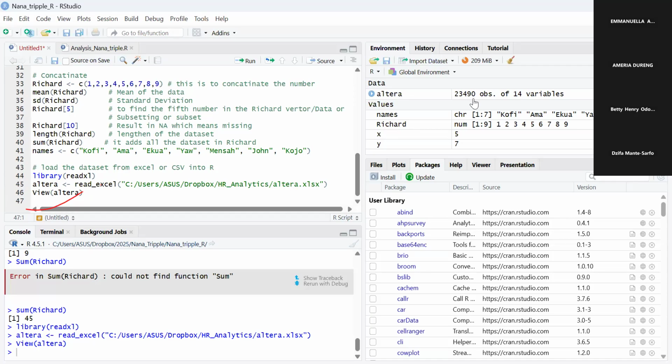23,490 observations. There are 11 variables. This is a big data set. So this is the type of data you are going to work with at work. The question is, how do I handle this data?